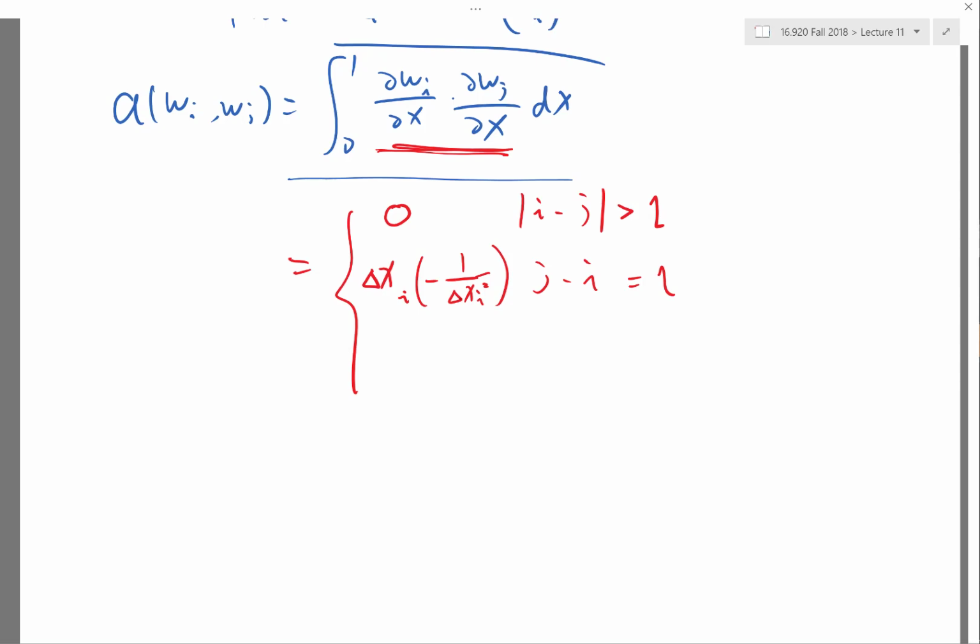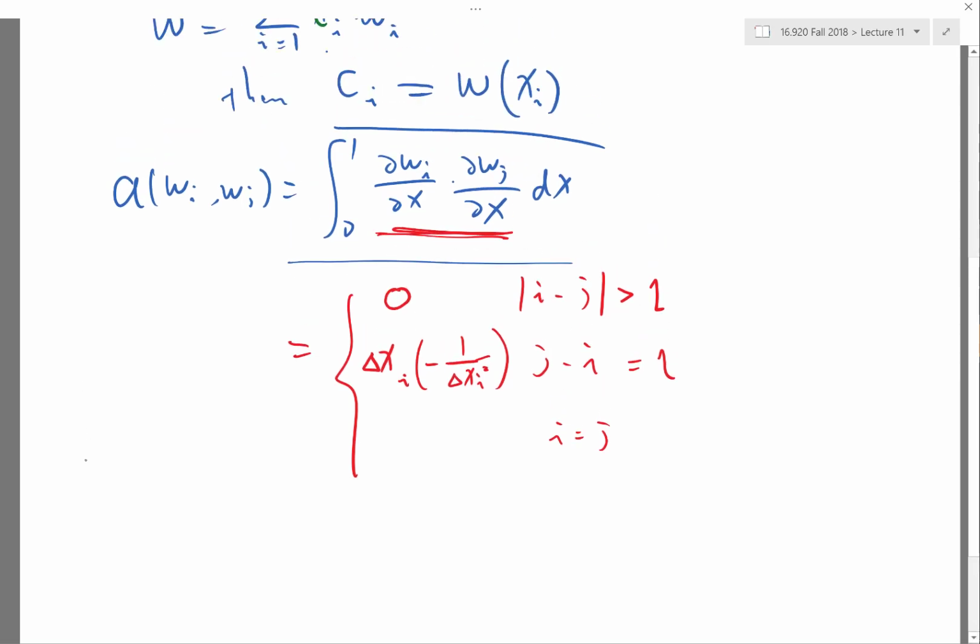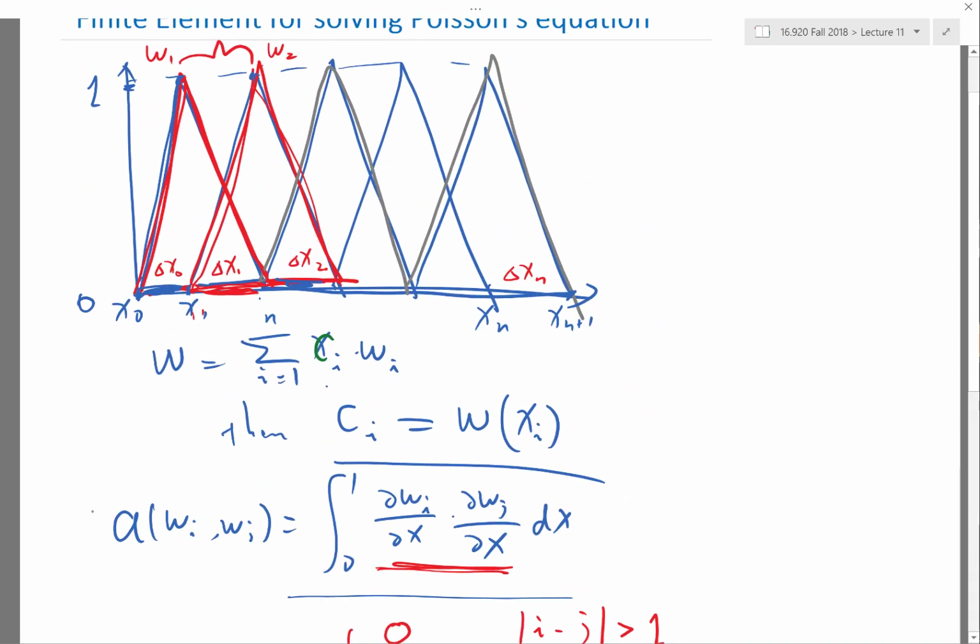Okay, and when i minus j is minus 1, of course it's the same thing, except you change the index i to j. The matrix is symmetric, right? I mean the bilinear form A is symmetric. Now the only last condition is i equal to j. So basically I'm going to be integrating the square of the derivative of a single basis function. And as we just said, there are two domains on which the derivative is non-zero.